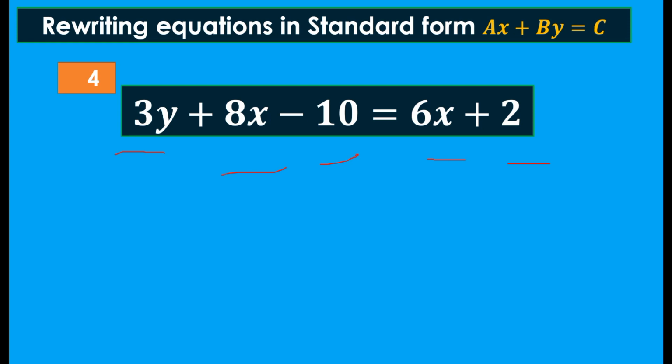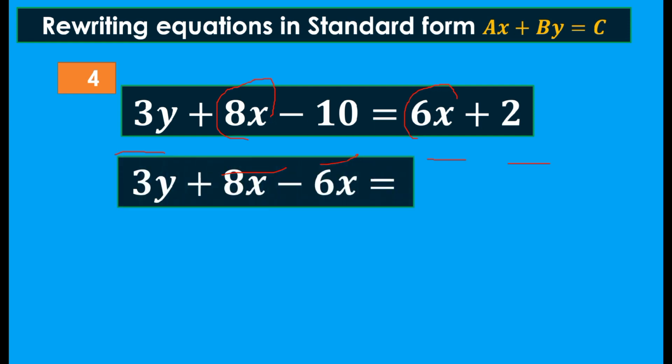Okay? So let's have this one now. Your 8x and your 6x are like terms. They have the same variable. Okay? So we need to combine them, applying the rules on integers. So what would happen? 3y plus 8x, your 6x should be placed on the left. Kasi in 8x plus by, your x is on the left of the equal sign. So we transfer your 6x on the left, and then what would happen?